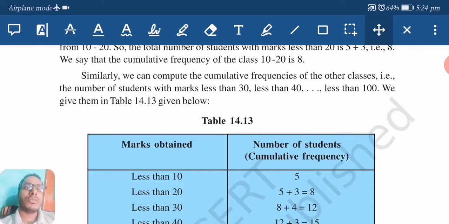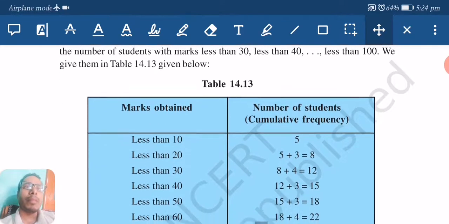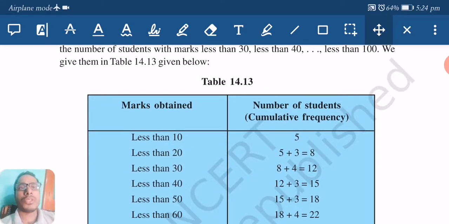So we make two kinds of cumulative frequency graphs, which are also called ogive graphs, OGIVE. We make ogives on the basis of less than or more than cumulative frequencies. If you see here, from the previous table, it was 0 to 10, right? So we write less than 10. It was not 10 but less than 10, so the frequency was 5.